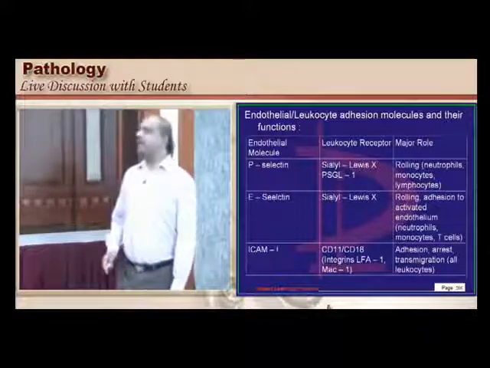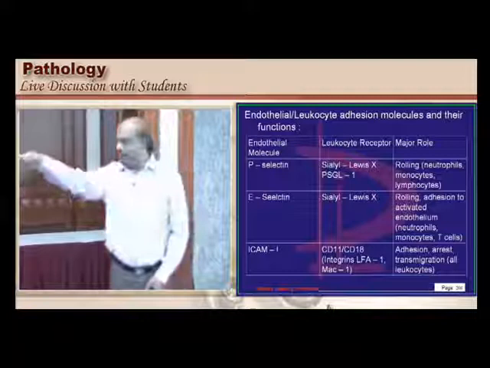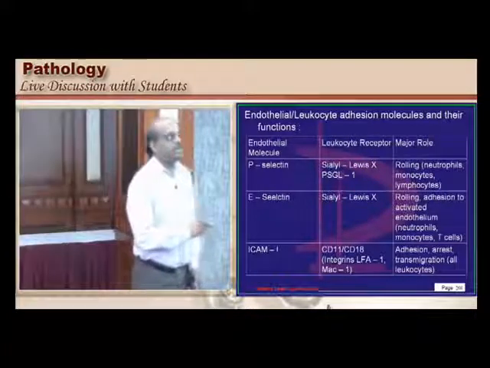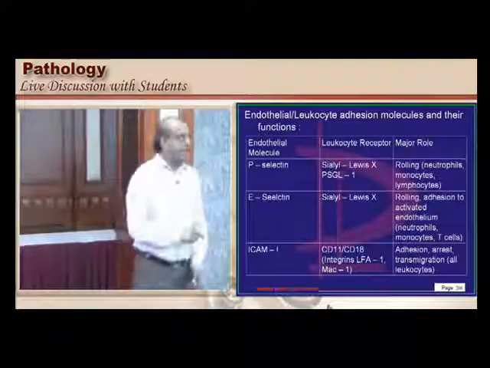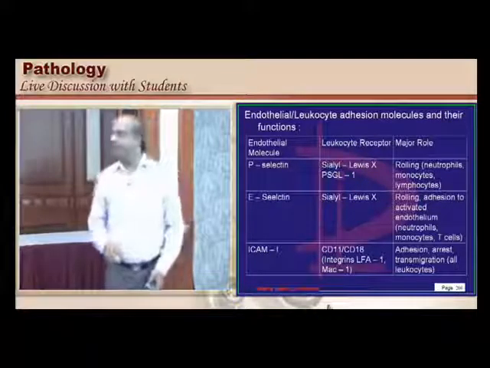Among selectins, there are P-selectins. They are important for rolling at the time of inflammation, for neutrophils, monocytes, lymphocytes, for them to roll you require P-selectin. Then similarly, E-selectin is very important for rolling adhesion to activated endothelium.